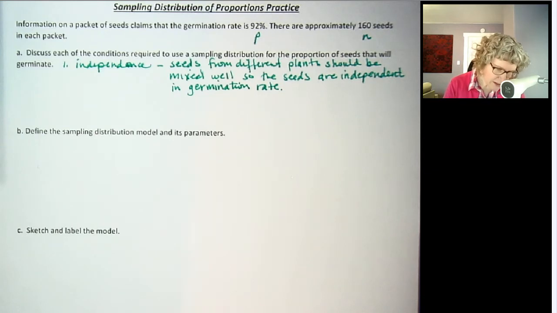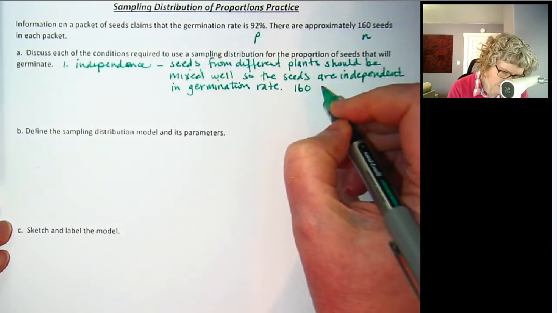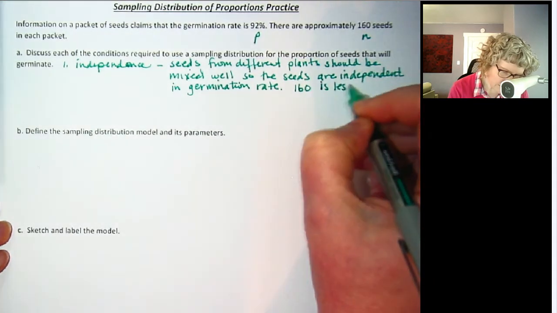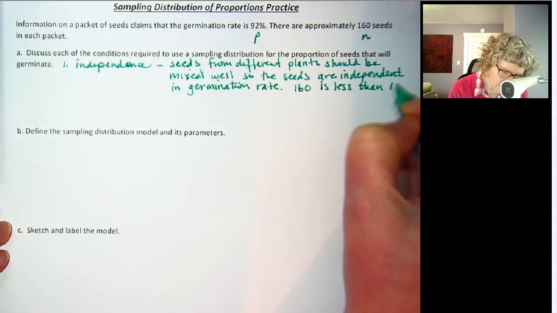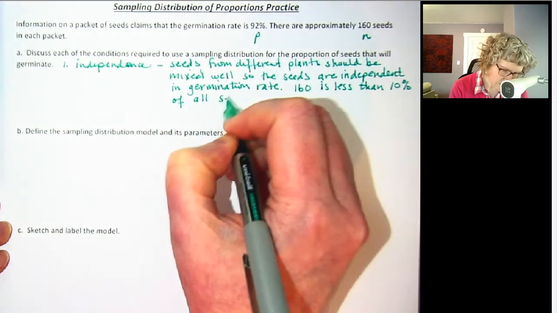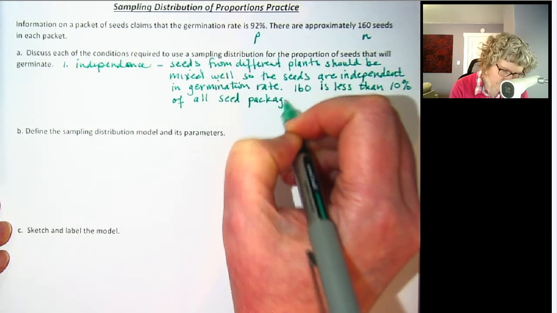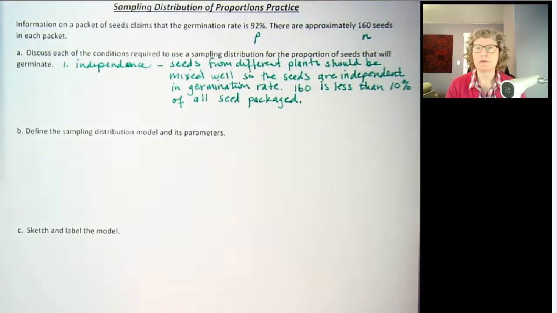So that's independence, and then also 10%: 160 is going to be less than 10% of all seeds produced or packaged. Since they're not really made or produced, they're packaged. So I'm assuming that this is going to be a larger operation, so that 160 is less than 10% of all the seeds, because they're going to be sampling without replacement.